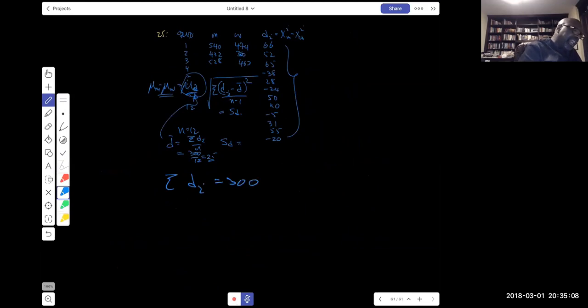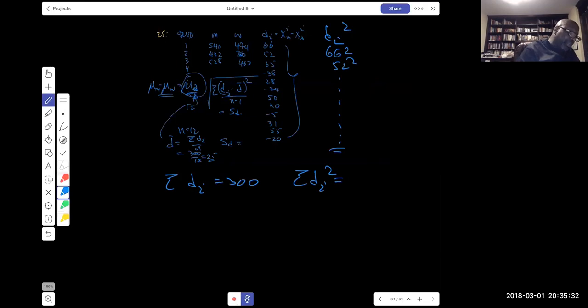If I take each DI and I square it, so 66 squared, 52 squared, etc. If you have that in Excel and you just square those values and add them all up, you will get the sum of DI squared. Now my notes don't have the sum of DI squared because they do it the old-fashioned way, which I don't really like that much.